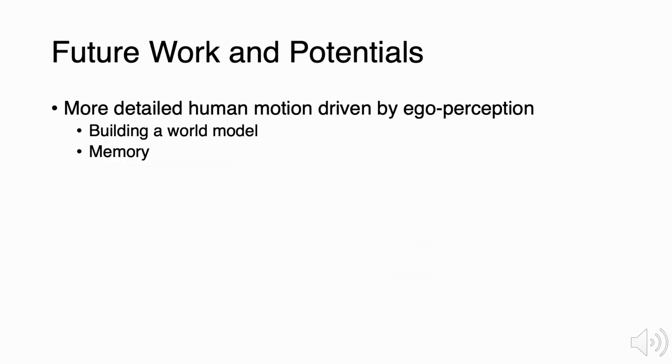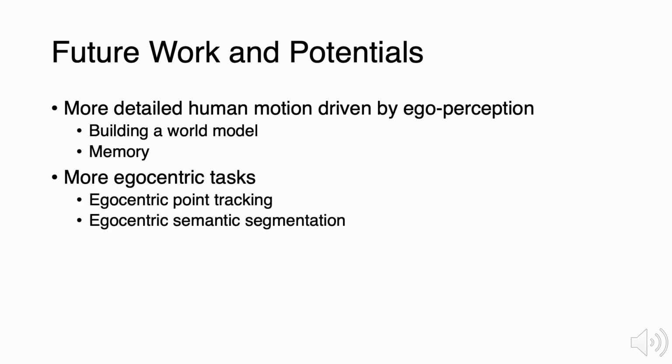For future work, we intend to extend our current method to synthesize more detailed human motions driven by egocentric perception, such as sitting, lying, and hand-object interaction. This task poses a challenge, as, for example, when the agent sits on a chair, it must build a world model through egocentric perception and remember the chair's location when it is not in the field of view. We also plan to explore other egocentric tasks, such as egocentric point tracking and egocentric semantic segmentation.